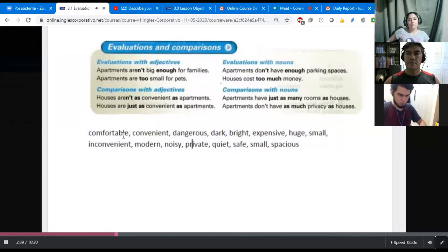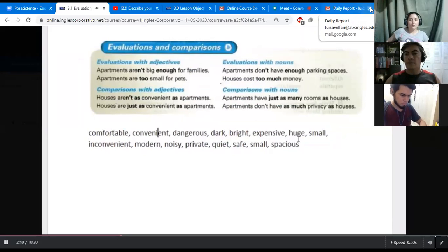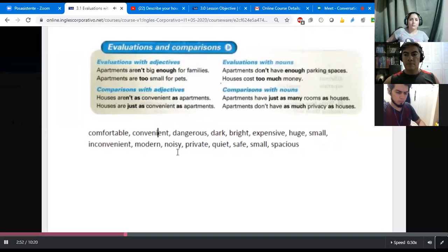So for example, we have the adjectives comfortable, convenient, dangerous, dark, bright, expensive, huge, small, noisy, quiet, safe, spacious. And I'm pretty sure you can think of many more.